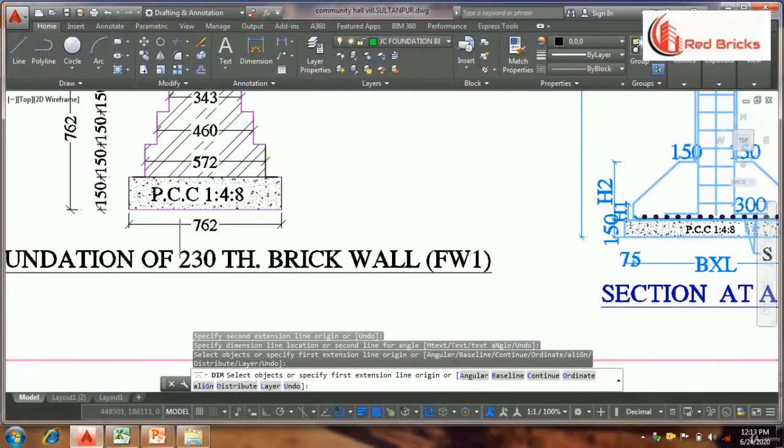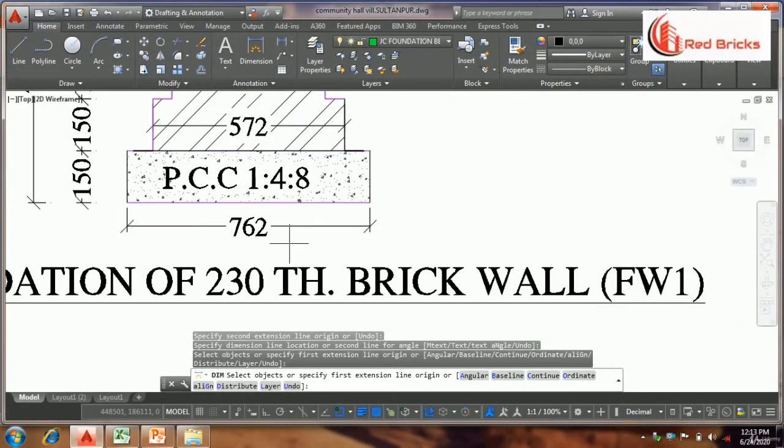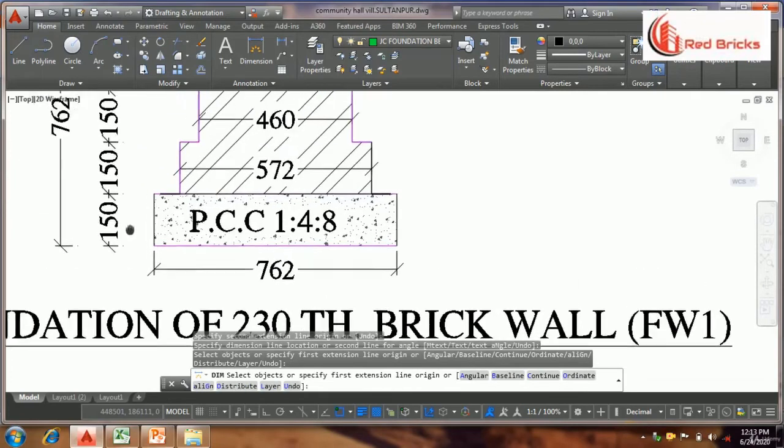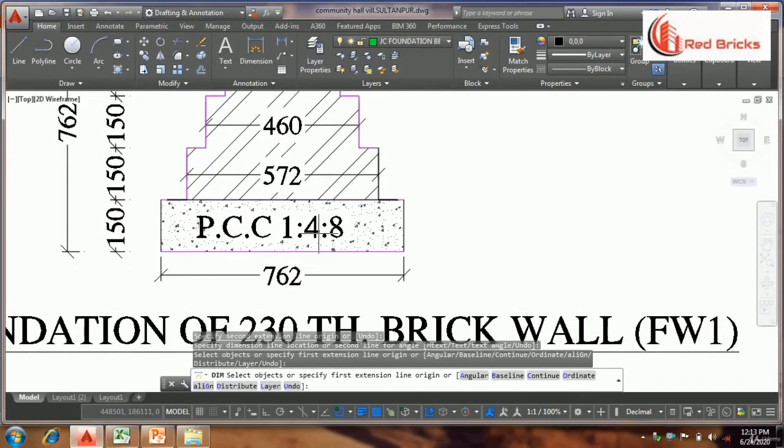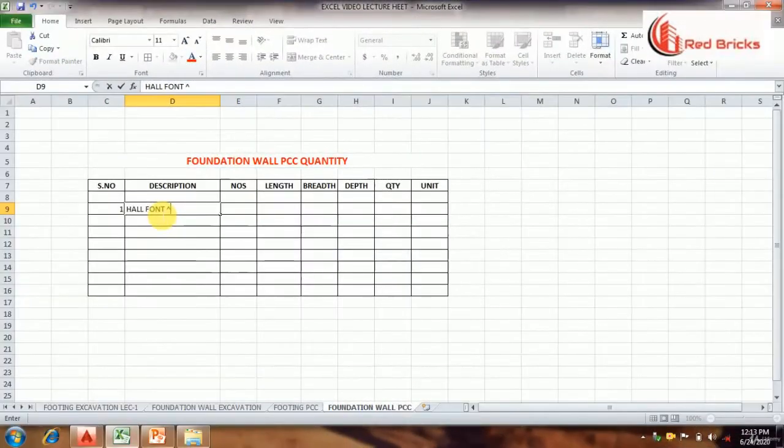The breadth of the foundation wall is 762 mm and the thickness of PCC is 150 mm. The given grade of PCC is 1:4:8. Here we have an Excel format of foundation wall PCC quantity.